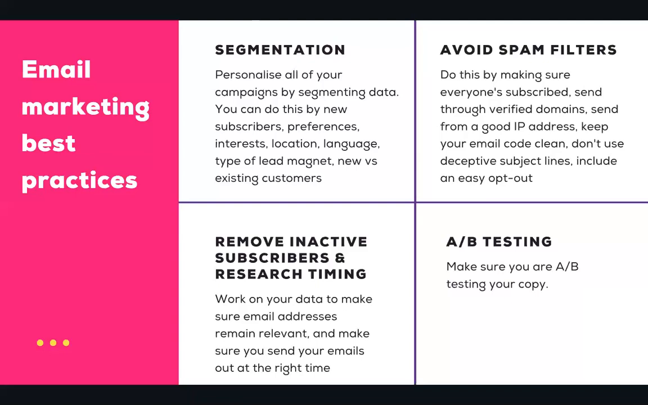And one last tip I've got is A/B testing. Software like MailChimp allows you to A/B test emails, so you can try 2 different subject lines and then go out with the most popular subject line. So make sure that you're A/B testing your copy and then you go out with the most successful one, because what you may think works may not work in the eyes of the consumer.